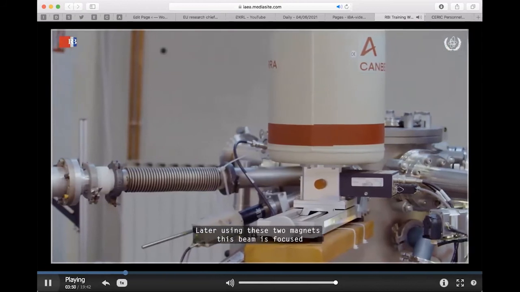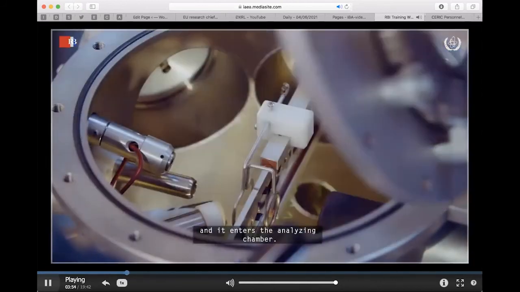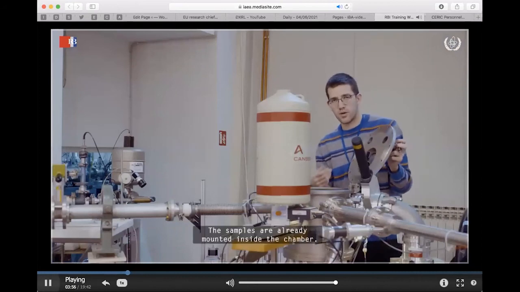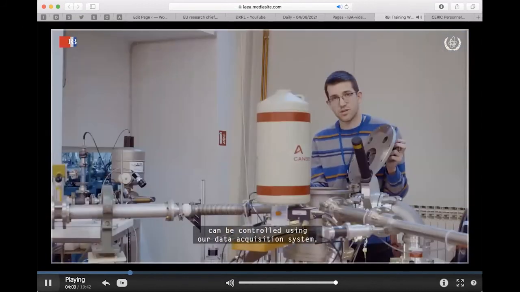Later, using these two magnets, this beam is focused and it enters the analyzing chamber. The samples are already mounted inside the chamber. They're mounted on a sample holder, which is a ladder that can be controlled using our data acquisition system.